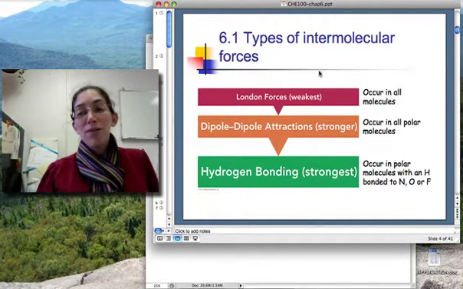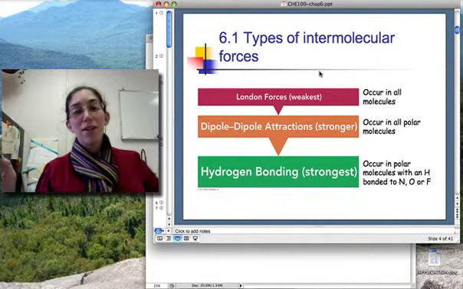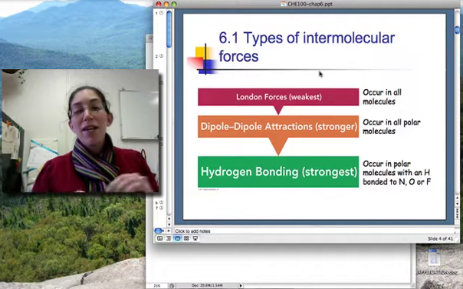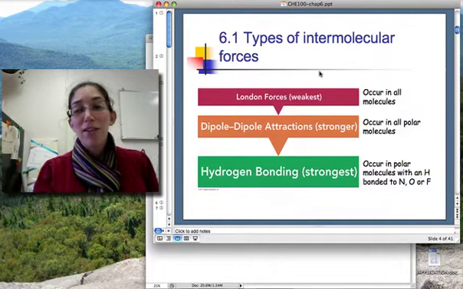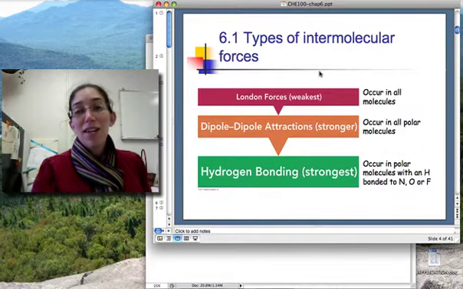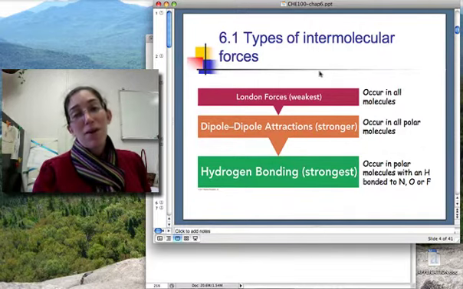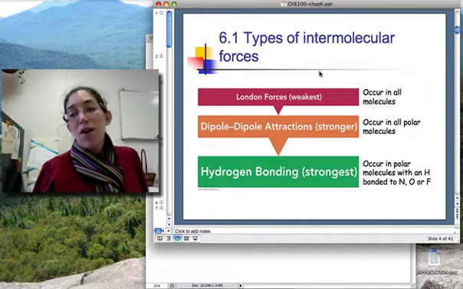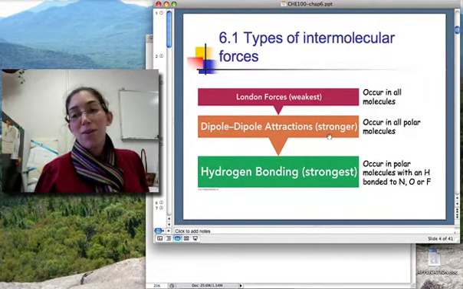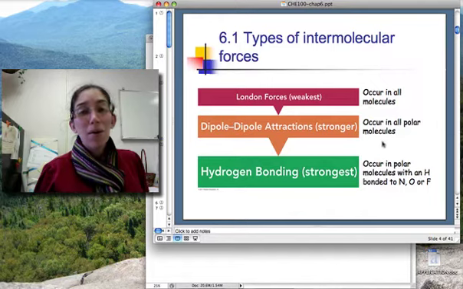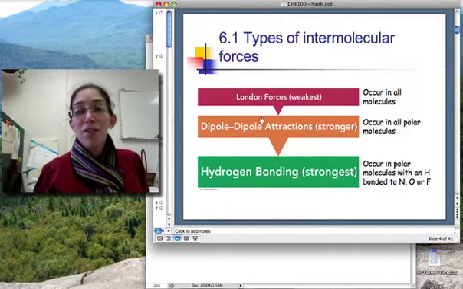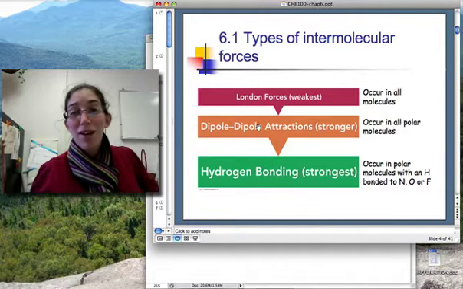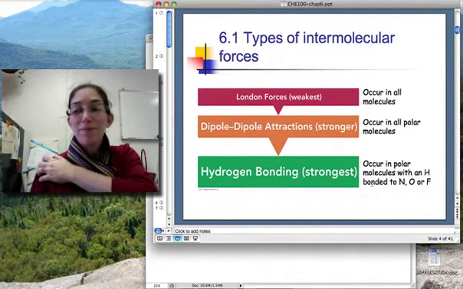But London forces occur in every single molecule. Again, I'll talk to you in a second about why that is, but if we're talking about can a molecule engage in London forces, London attractions, the answer is always going to be yes. Every molecule has London forces. Only some molecules have dipole-dipole attractions. Which molecules? Polar molecules. Only polar molecules have dipoles, so only polar molecules can have dipole-dipole attractions.